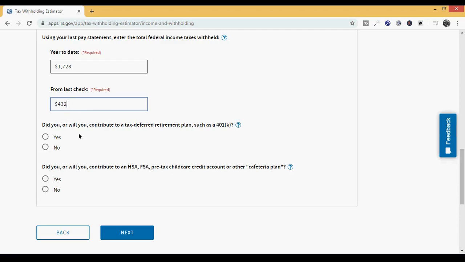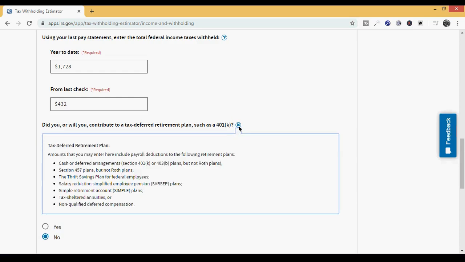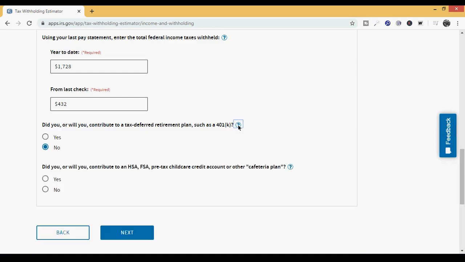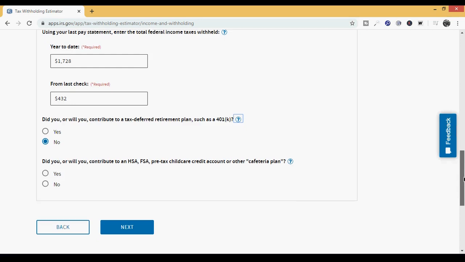Did you or will you contribute to a tax-deferred retirement plan such as a 401k? In this example, we're going to put no. If you do, then always remember that anytime you're going through this, if you don't understand the question, you can always hit this little question mark, and it'll elaborate on what that question is asking. And if it fits your scenario, then you fill it out accordingly. There are perks to contributing to the 401k from a tax perspective. That's not what this video is about.